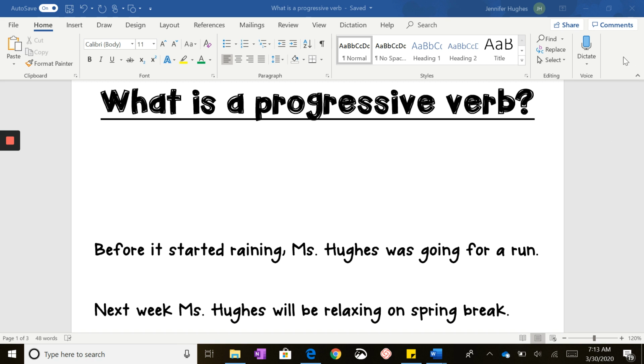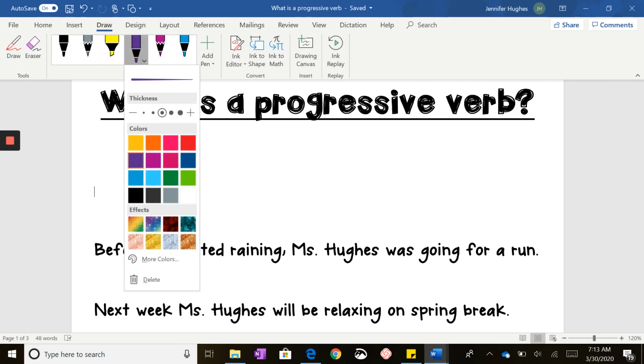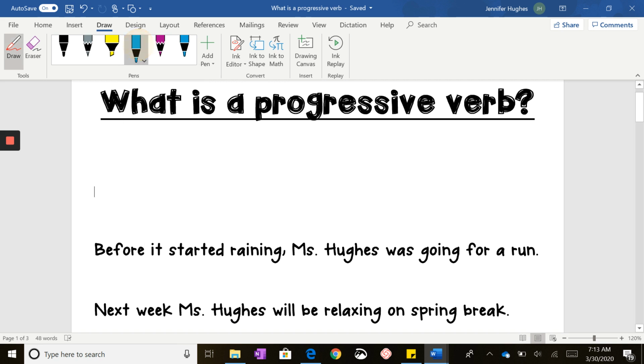So before we get started, I want to talk about real quick, what is a verb? If you remember correctly from kindergarten, first, second, third grade, a verb shows action. It tells what the subject of the sentence is doing. Okay, it tells what the subject of the sentence is doing. That is much better. Okay, so it's important to remember what a verb is.